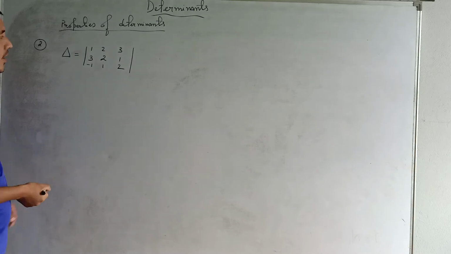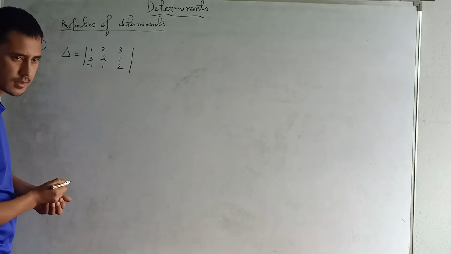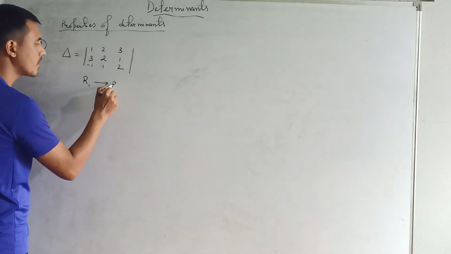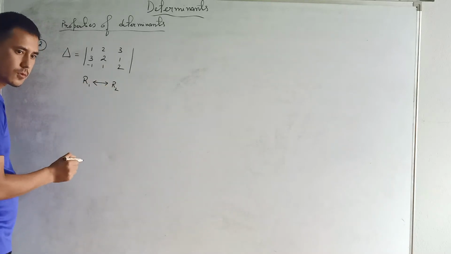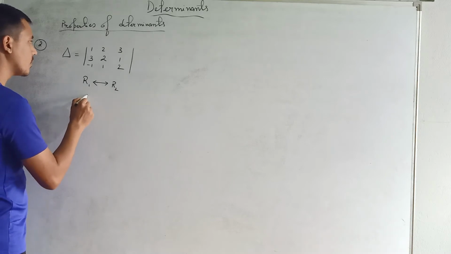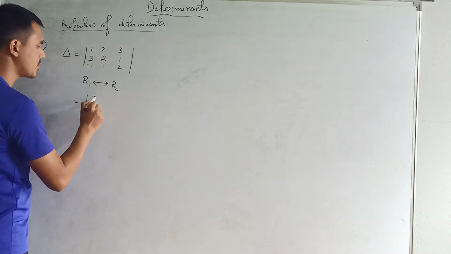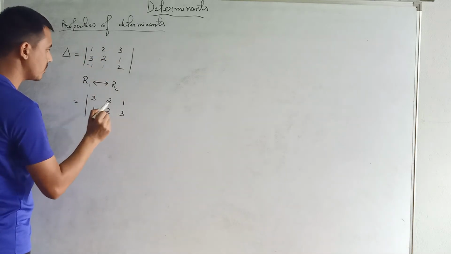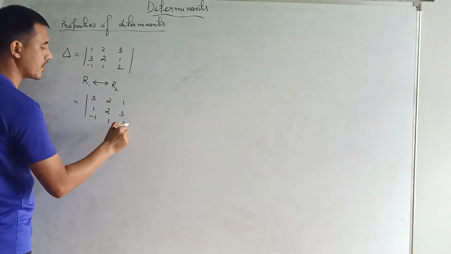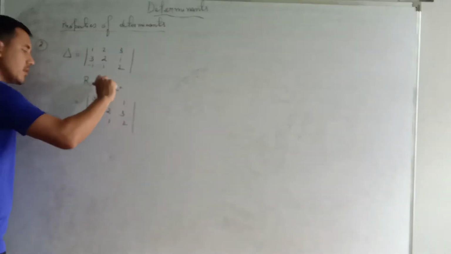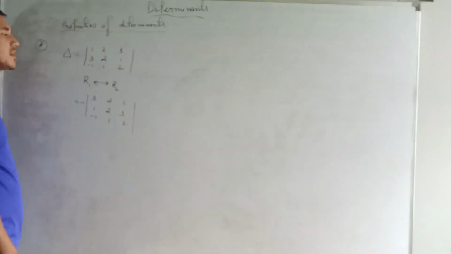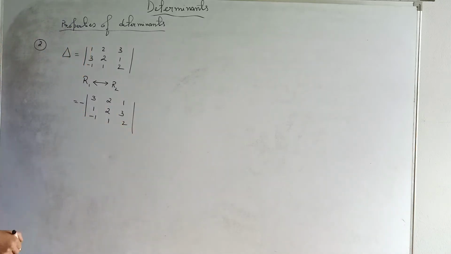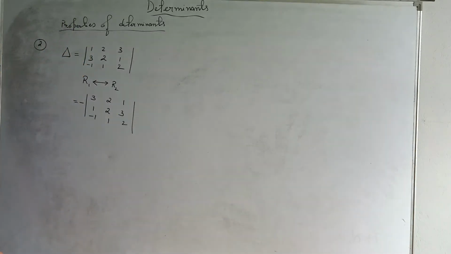I'm going to interchange any two rows here. Suppose row 1 goes to row 2 and row 2 goes to row 1. Then your determinant will become, row 2 goes to row 1 and row 1 goes to row 2 while row 3 remains unaffected. So interchanging any two rows will produce a negative sign on the determinant. Or interchanging any two columns will give a negative sign on the determinant.